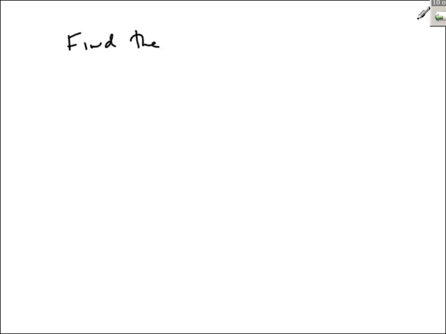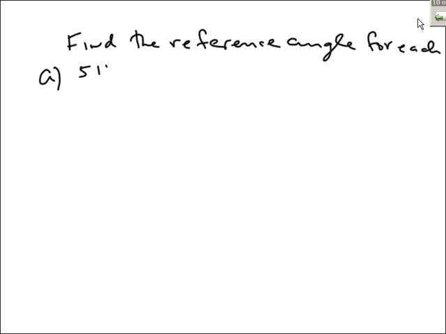Find the reference angle for each. And maybe you have 5 pi over 4, and you have 4 pi over 3, and 11 pi over 4, or 11 pi over 6. That's letter C.